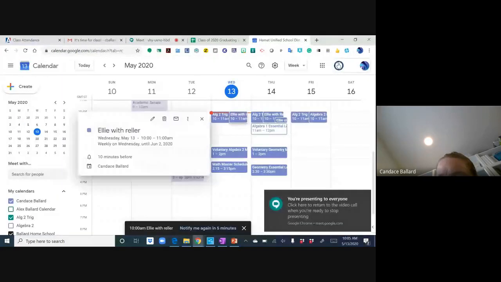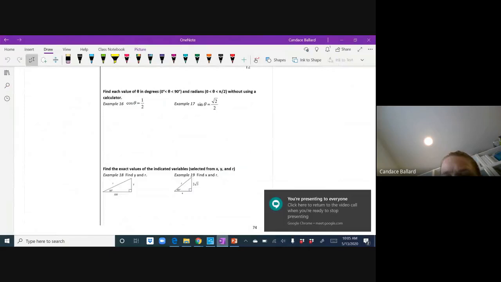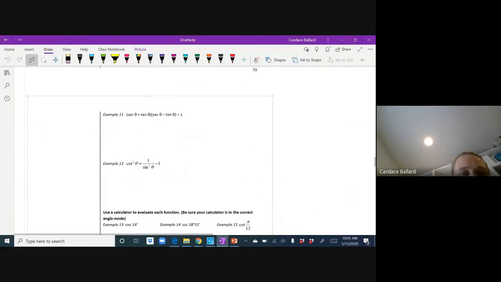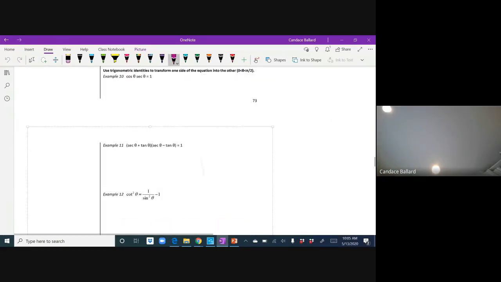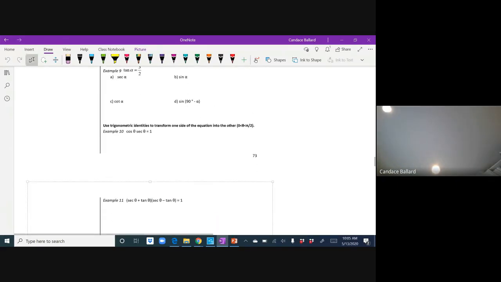Okay, I did hit record. I'm now presenting to everyone, and lots of crazy stuff is coming up. Okay, here we go. I am starting with example 11. All right, so you guys talked yesterday. We're supposed to be using trigonometric identities to transform one side of the equation into the other. We're only staying in quadrant 1 for our answers, it looks like.